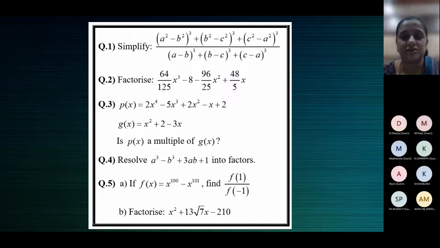So what is the identity that is relevant to the numerator and denominator? A cube plus B cube plus C cube minus 3ABC. Where is the minus 3ABC term here in the numerator and denominator? In both the numerator and denominator, we can see only 3 perfect cubes. We don't have the 3ABC term.